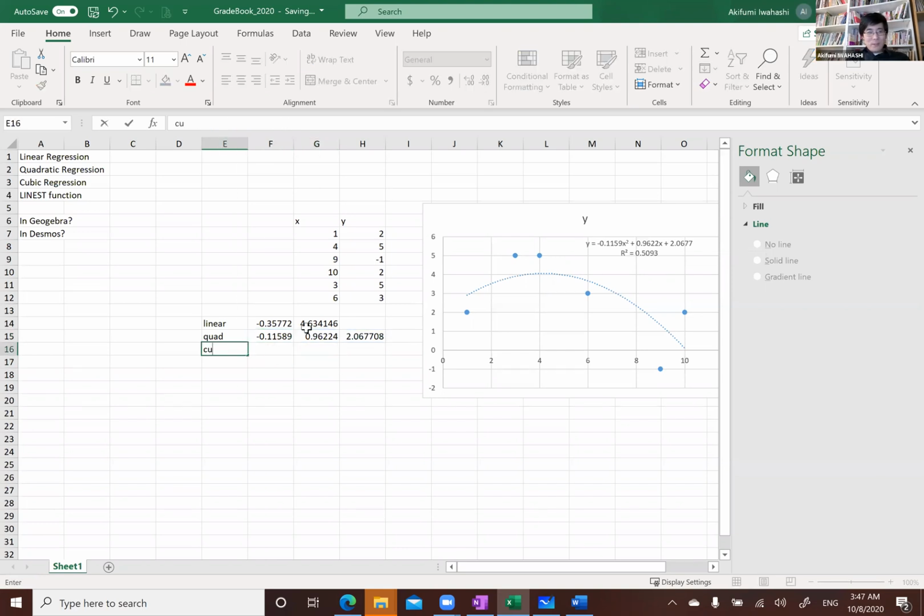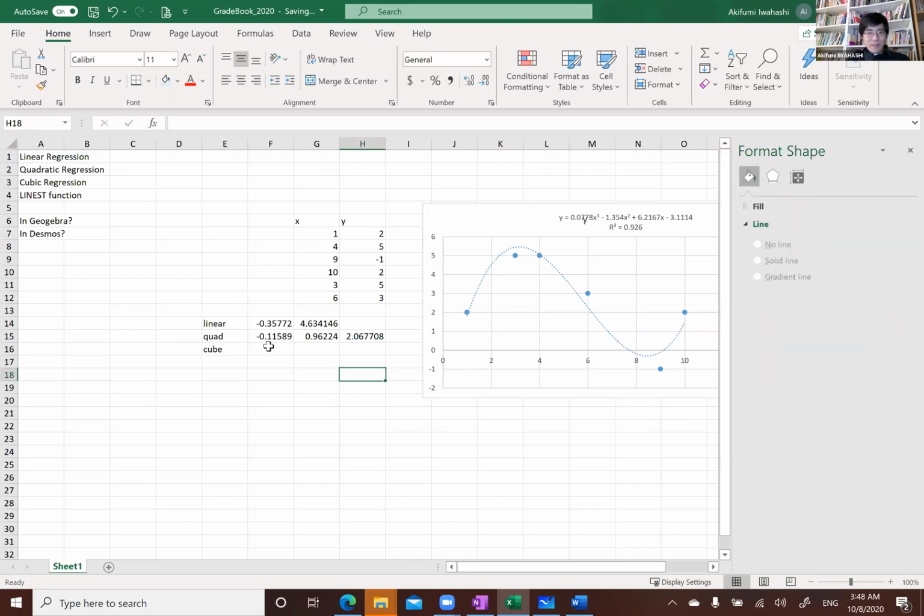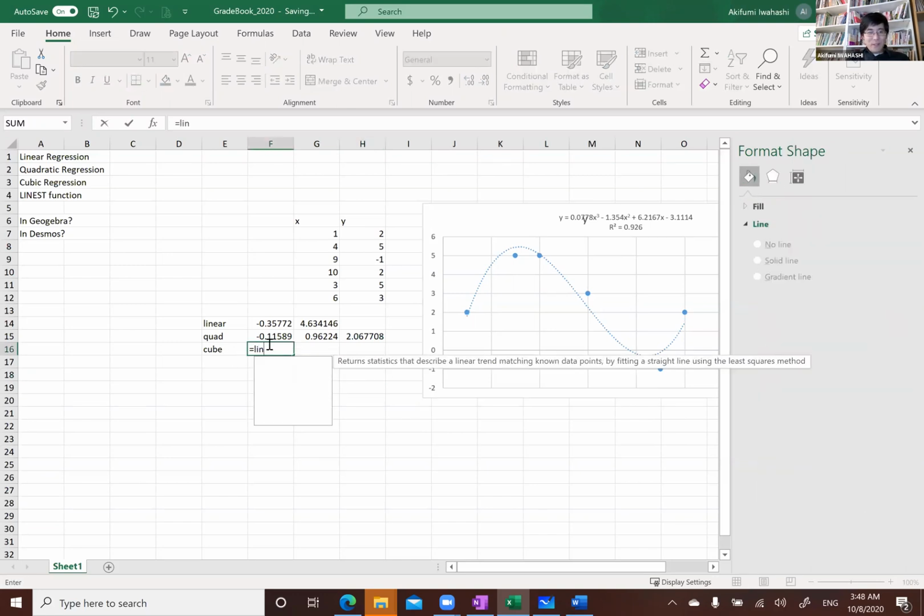So if you understand how to do the quadratic case, the cubic is the same thing. Click anywhere on the curve, go to polynomial and choose a degree of 3, 4, 5, or 6. I think 6 is the maximum. Yeah, so that's the cubic.